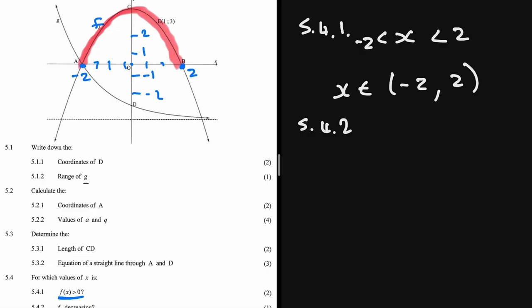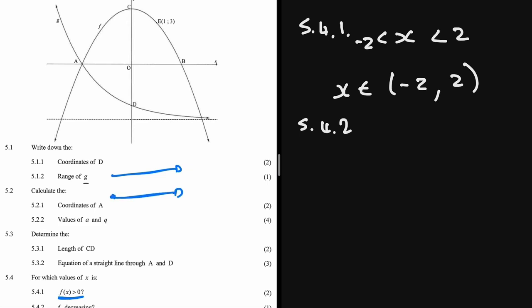So the last question on this problem, 5.4.2, says determine the values of x for which the graph of f is a decreasing function. Remember, if we have the graph of f here, which is our quadratic function, and we move from left to right and it goes up, it is an increasing function. But if we move from left to right and it goes down, that means it's a decreasing function. So if we look at the graph of f here, we start from the left, going up as we go to the right.